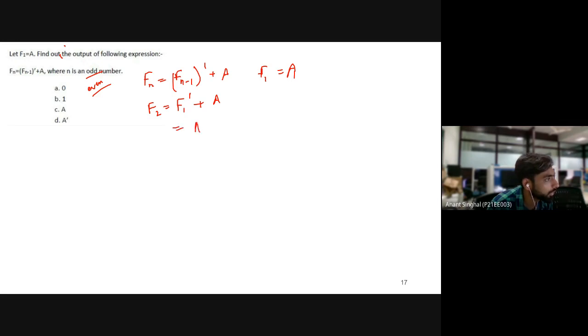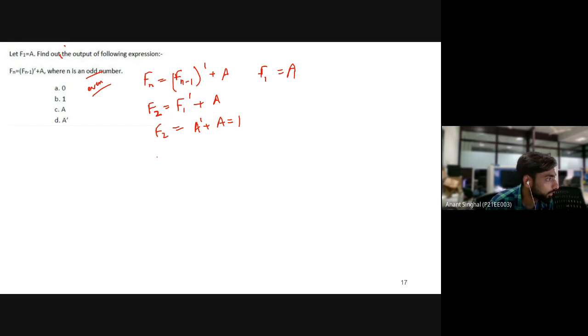F1 complement is nothing but A bar. A bar plus A will always give 1. Is it fine till here? Do you have any doubt? I have just calculated F2 from here. Is there any doubt?